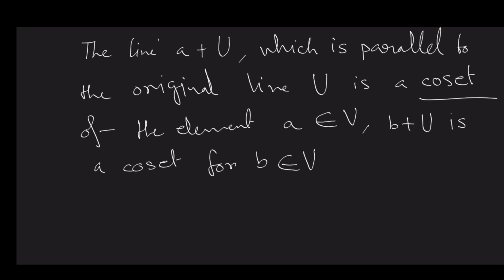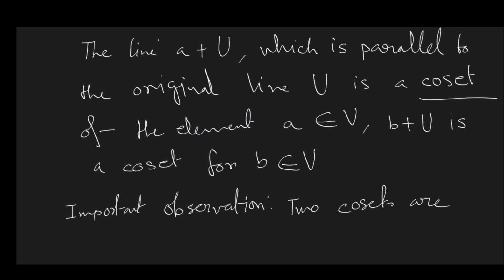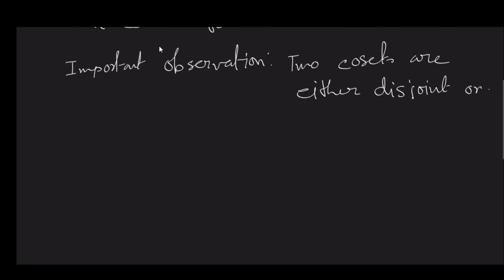Here I would like to mention one important observation, that two cosets are either disjoint or identical.